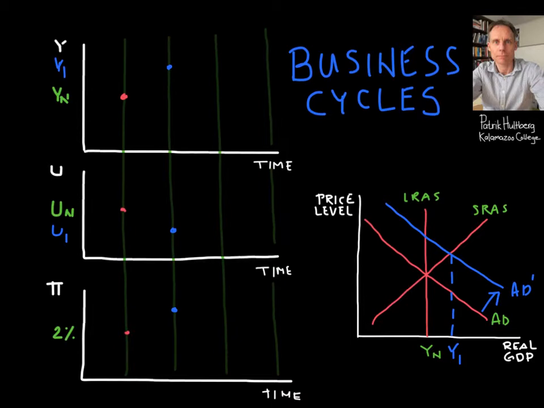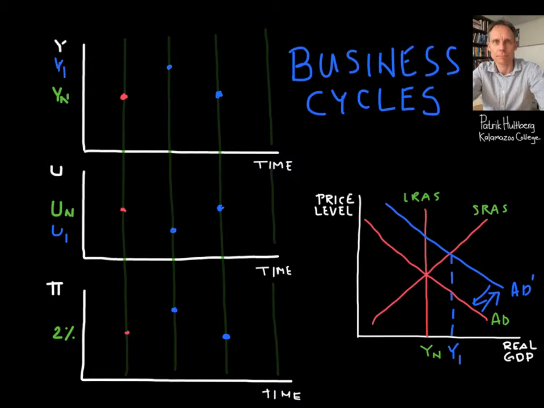Suppose that the Fed does something like this, and what happens then, or the government, is that aggregate demand is going to shift back to where it was before. And if we do it just right, then we're going to get back to the natural level of output. So at this new time period, we're going to end up right over here in terms of output, unemployment, and inflation.